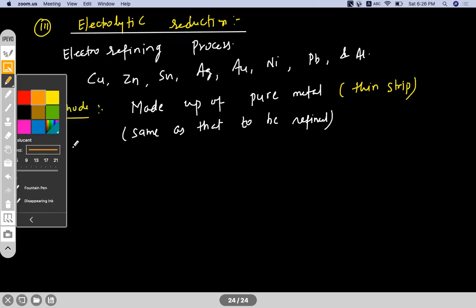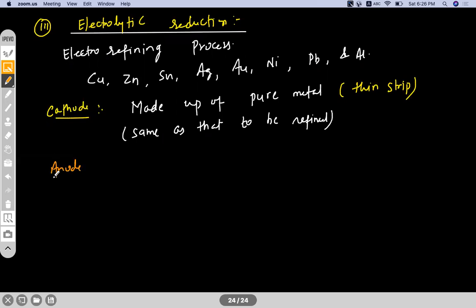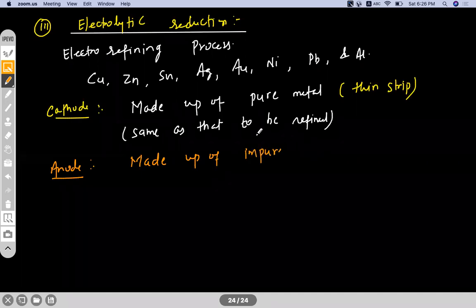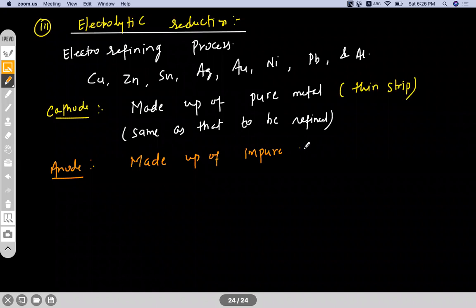Now, if you look at the anode, the anode is made up of impure metal, the same metal which is to be refined, but we have a large slab of it, a thick and large slab. So this one is thin, and this one is a large slab of the same impure metal which is to be refined.